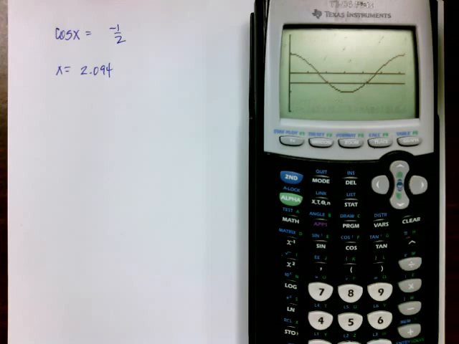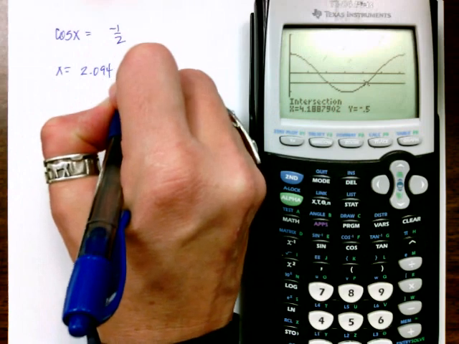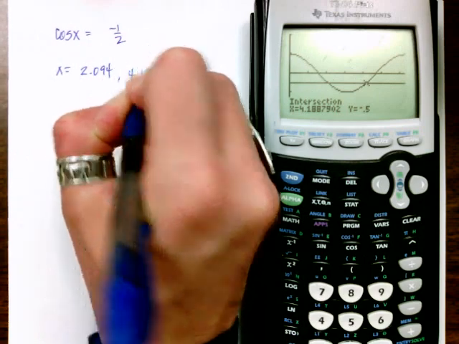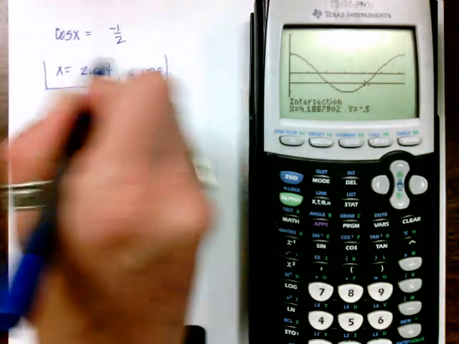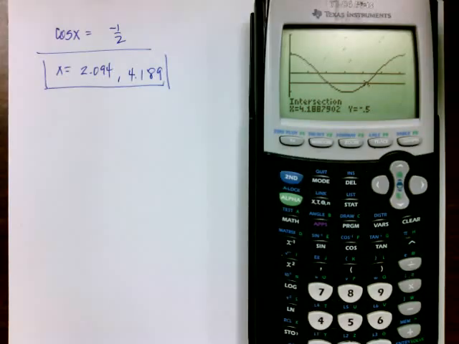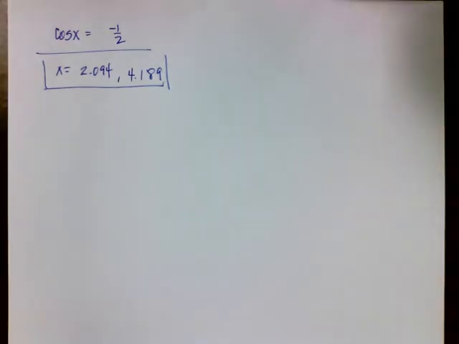Enter, enter, enter. And my second point is 4.189. So those would be my 2 solutions if I were doing it graphically. Okay. Couple of key words to remember.